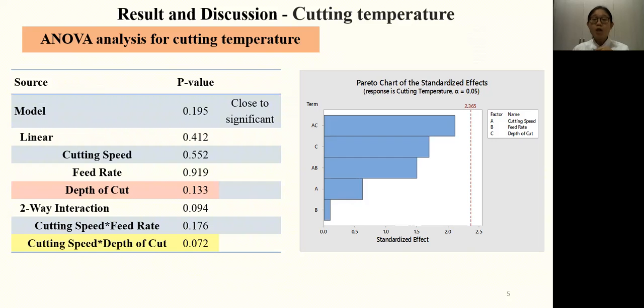Furthermore, the Pareto chart of the standardized effect justified that the interaction between the cutting speed and the depth of cut, which has a p-value of 0.072, is the predominant interaction that gives the most effect on the cutting temperature. Since the model term of AC, which represents the interaction between the cutting speed and the depth of cut, is close to the standardized effect of 2.365.